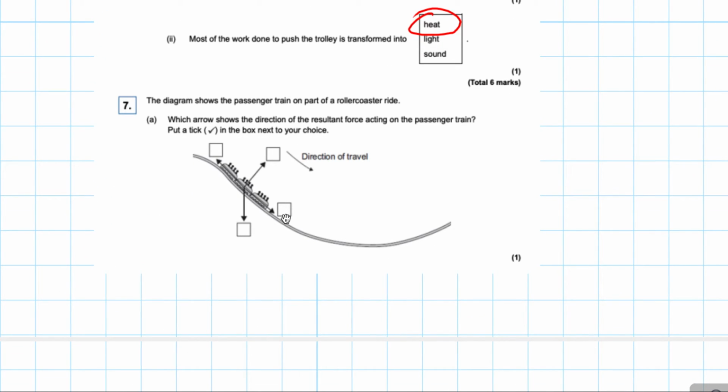Question 7. Which arrow shows the direction of the resulting force acting on the passenger train? So the force is acting in the direction of travel. So in this case, the force is acting down the slope. The resultant force is acting down the slope because that's the direction that the object is traveling in.